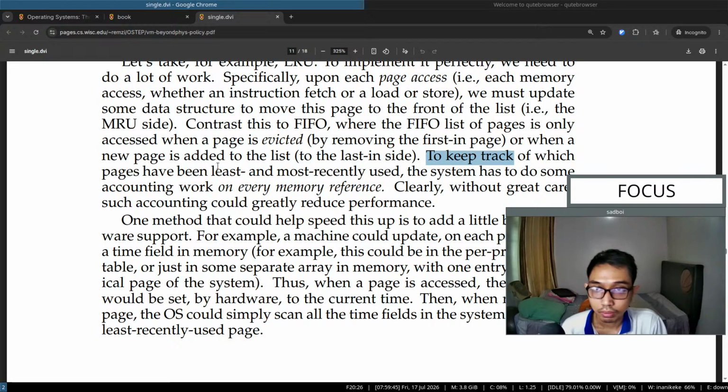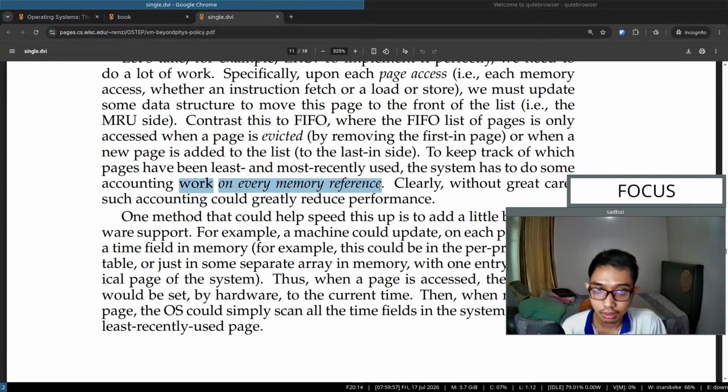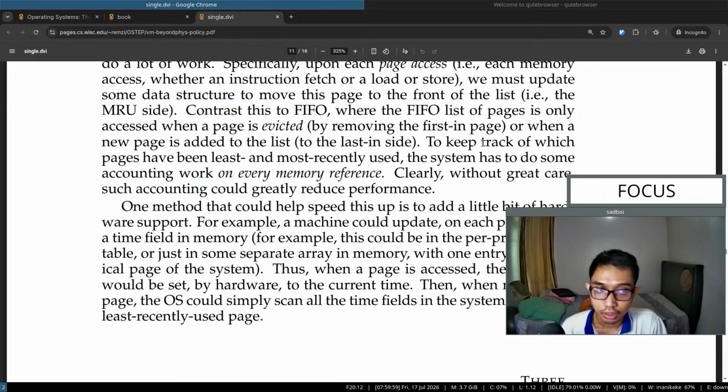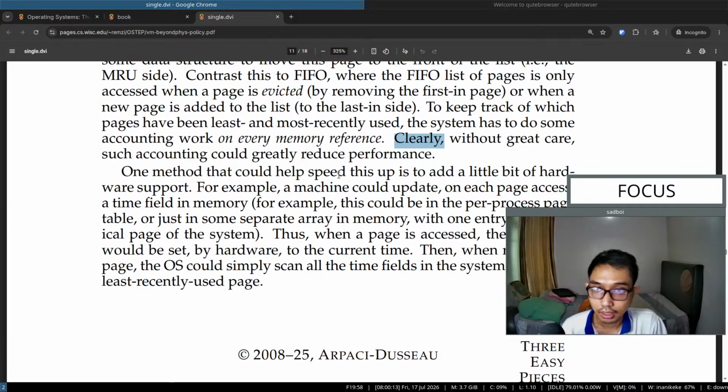To keep track of which pages have been least and most recently used, the system has to do some accounting work on every memory reference. Right? We need to keep track of the memory usage, I guess. The recency of the memory. Clearly, without great care, such accounting could greatly reduce performance.